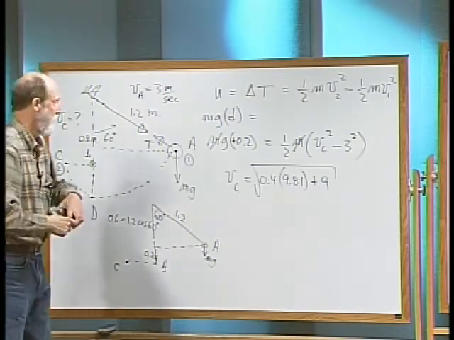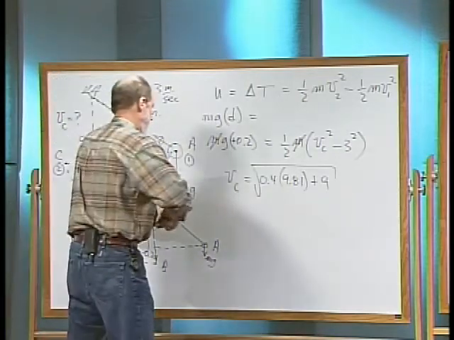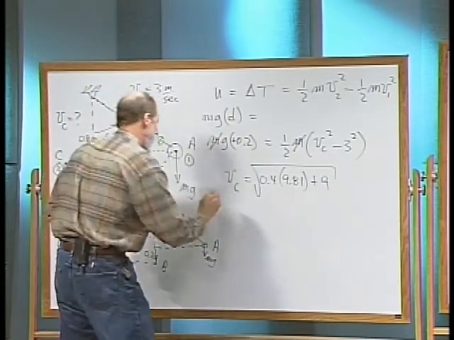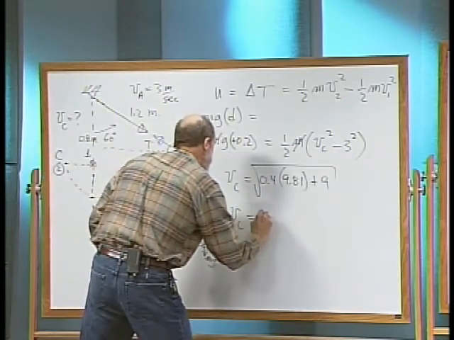3.59. Yep. So we get 3.59 meters per second. Is it velocity at C or D?